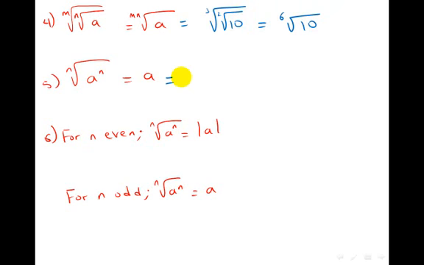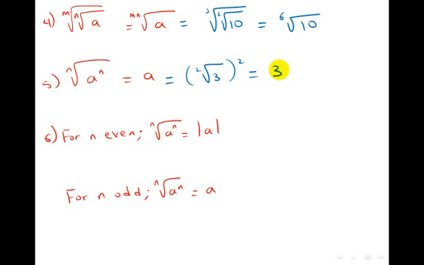Okay, the fifth property, the nth root of a to the power of n will equal just a, because this power will cancel this root. For example, let's say that you have square root of 3 squared. So the square and the radical will cancel each other, and the final answer will be just 3.